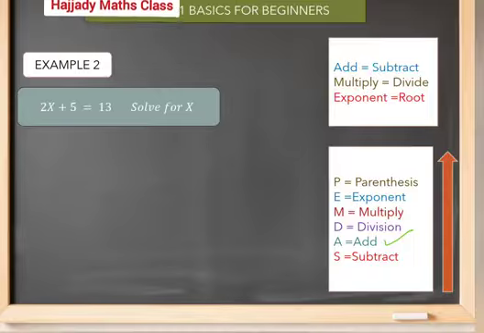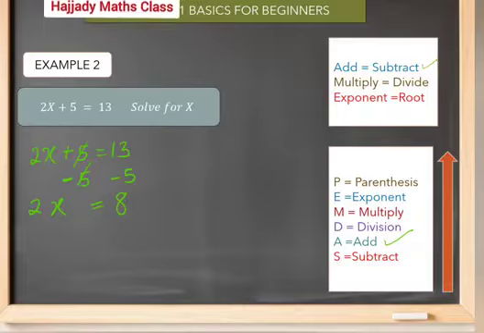Now, to deal with addition, I told you if you have addition, you introduce the inverse, which is what? Subtraction. And here we have 2x plus 5 equals 13. Now, we have addition. If you introduce it, we have negative 5. Here we have negative 5 on both sides. And here we have 2x, 5 minus 5 cancelled out. 13 minus 5 gives 8. Now, we're done with the first operator. Now, let's apply the second operator.